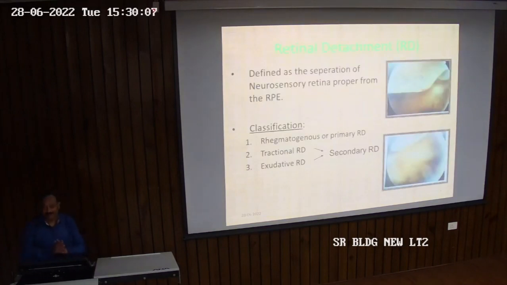Basically, retinal detachment can be classified into three groups. One is the rhegmatogenous RD or primary RD, another is tractional RD, and third is the exudative RD. Rhegmatogenous RD means, rhegma means a break or a hole or a cut. So RD which occurs because of a break is known as rhegmatogenous RD. The rest of the RDs are because of traction or exudation, so these are known as secondary RDs. Whenever somebody says he got a primary RD, that means the cause is a break.